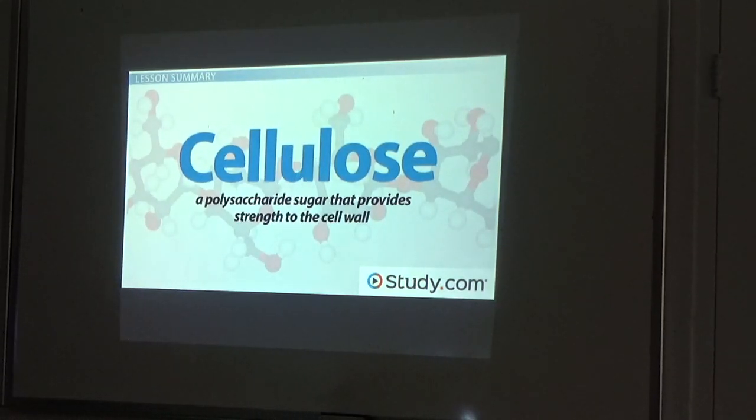Okay, if you want to, you can copy that down. So that's one term you need to know, cellulose. Essentially it's the sweet substance that provides strength to the cell wall.